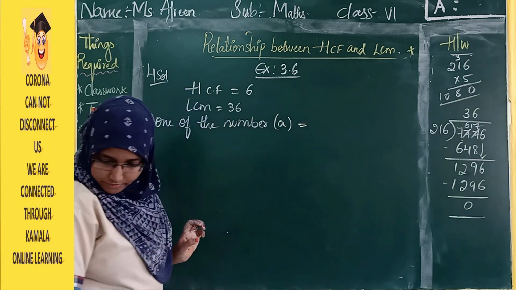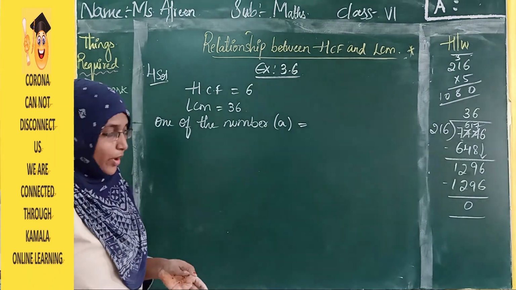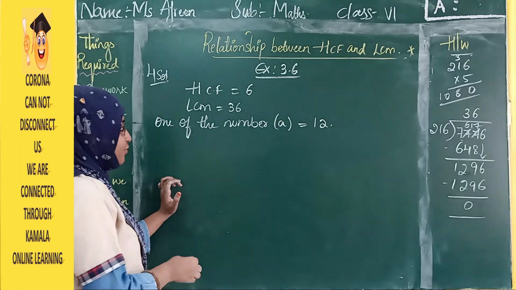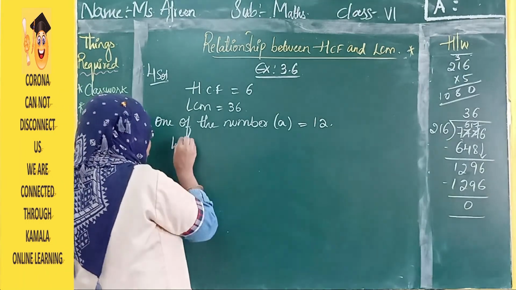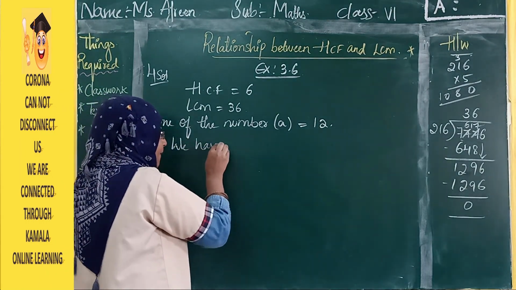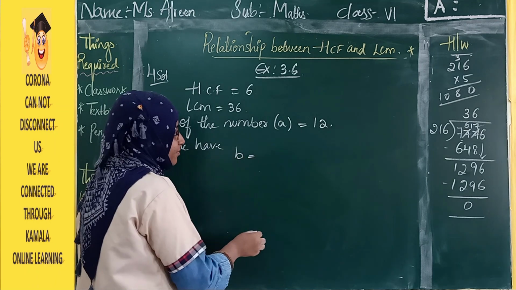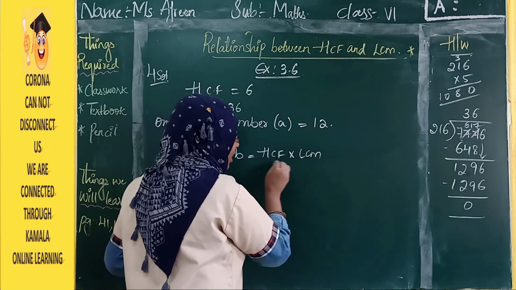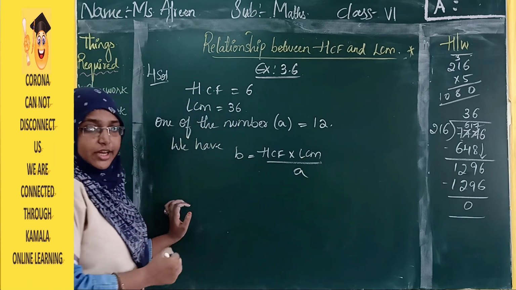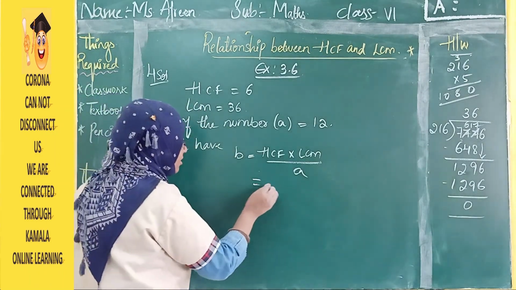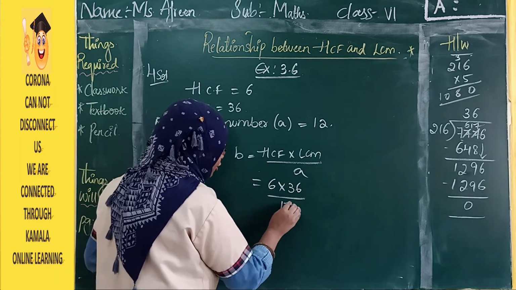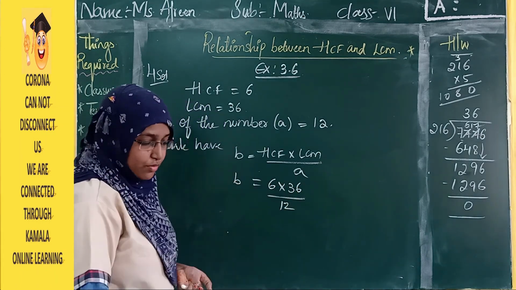What is the value of A? One of the numbers is 12. Now we have to find the other number, nothing but B. What is the formula to find B? We know the formula: B is equal to HCF into LCM by A. What is the HCF? HCF is 6. LCM is 36, divided by A, which is 12. So if you multiply these two, we will get our answer.